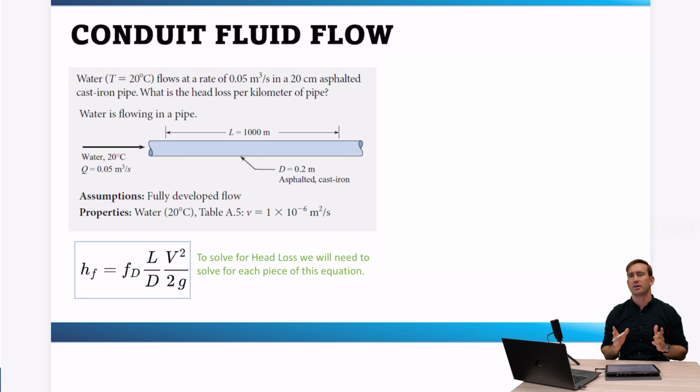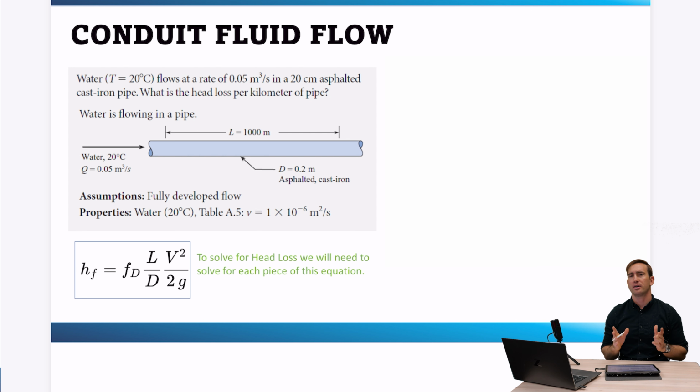So essentially, when we go to solve this problem, we have a couple different steps, and let's take a look at those steps now. In these types of problems, what we're going to try and do is calculate the friction or head loss in the pipe. To do that, we're going to need a couple different things. Number one, we're going to need the Reynolds number. Number two, we're going to need the roughness coefficient.